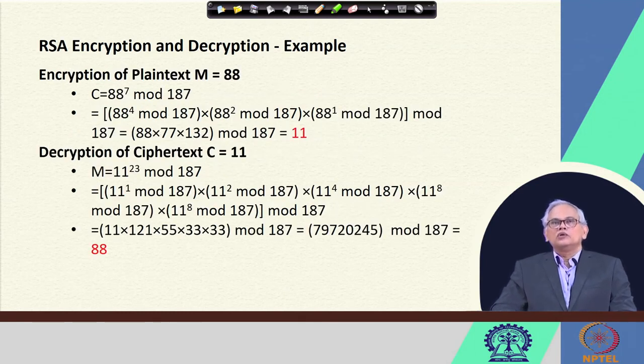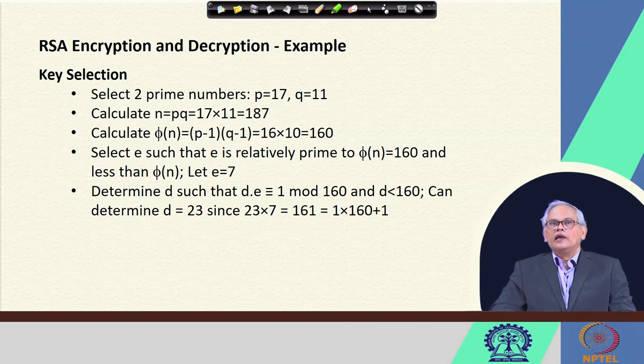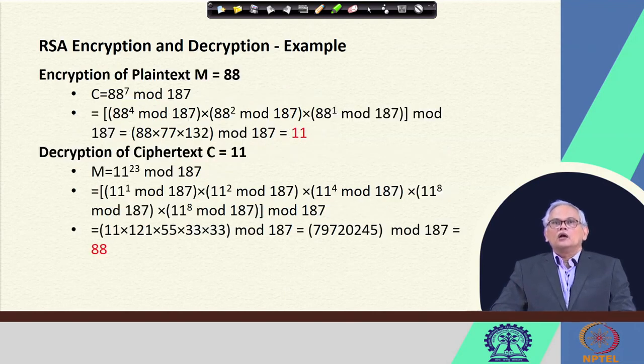Now, how is the encryption of plain text M done? Let us consider that the integer representation of the plain text is, say, 88. So, what we will do is get the ciphertext, which would be 88 raised to the power of 7 mod 187. Why 7? Because 7 is the encryption key. So, 88 raised to the power 7 mod 187.